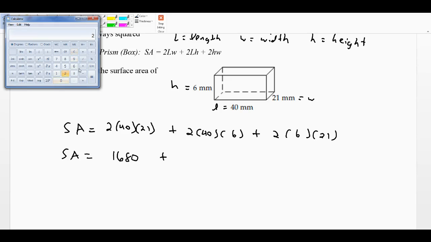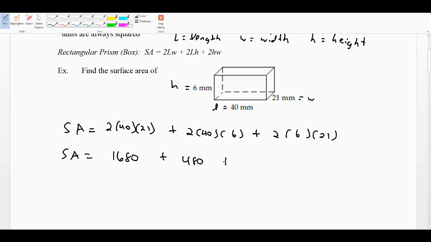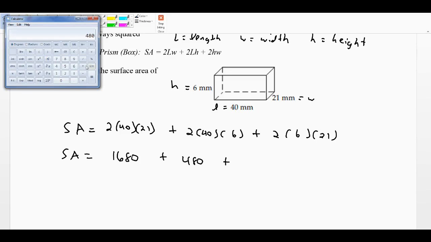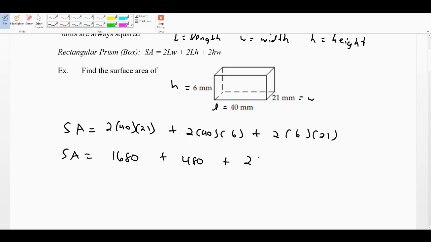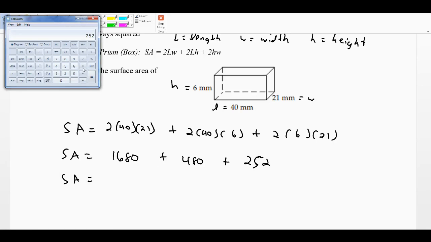Then let's do 2 times 40 times 6, which is 480. And then 2 times 6 times 21, which is 252. And this is only if you're using a scientific calculator. So now what I want to do is just add up those three values: 1680 plus 480 plus 252.